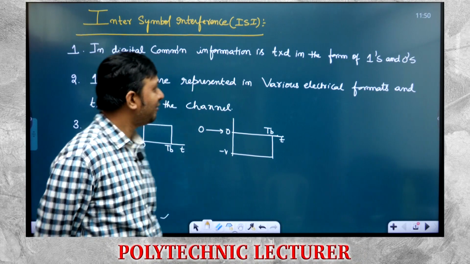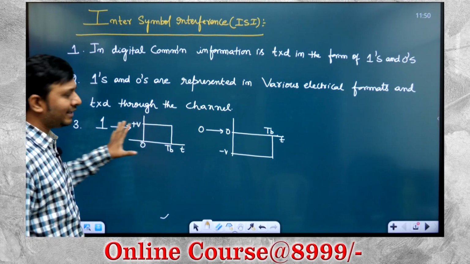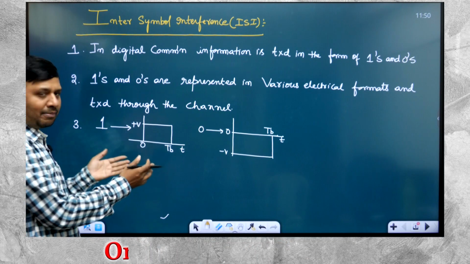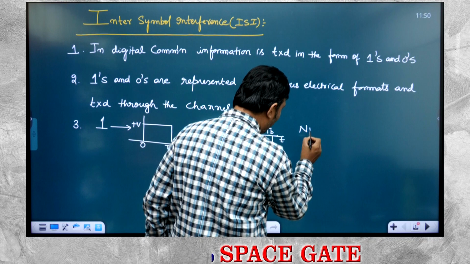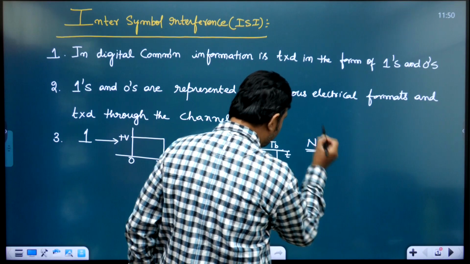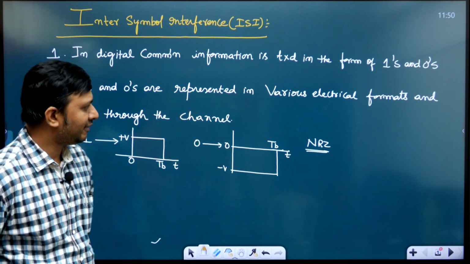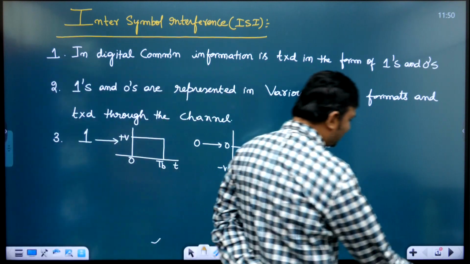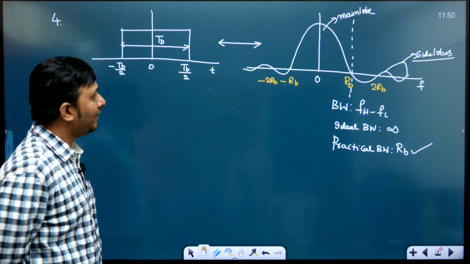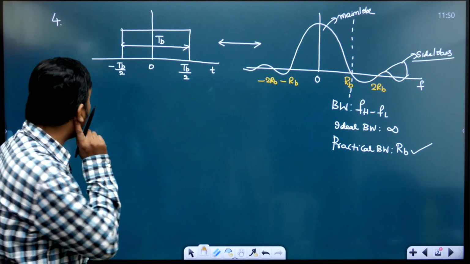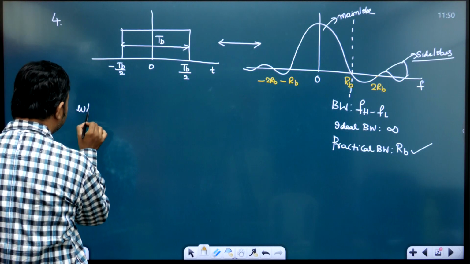Now, coming back to the previous discussion, in digital communication, information is transmitted in the form of ones and zeros, and ones and zeros are represented in various electrical formats and transmitted to the channel. So, I am going to use a famous scheme known as non-return to zero or bipolar signaling, for which this is a representation. 1 is represented like this, 0 is represented like this. Now, we have seen the spectral characteristics of the rectangular pulse.